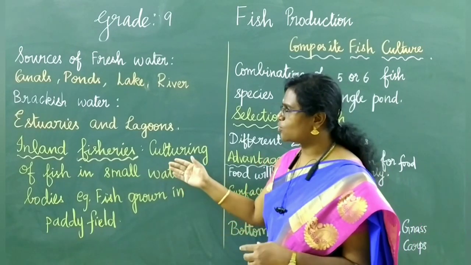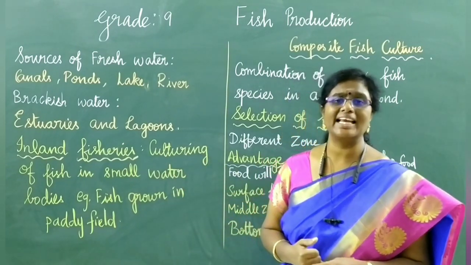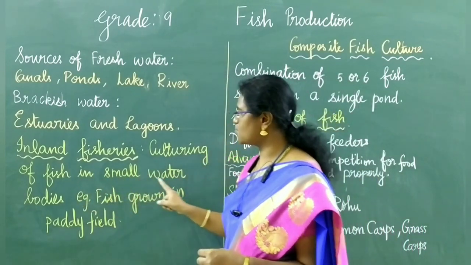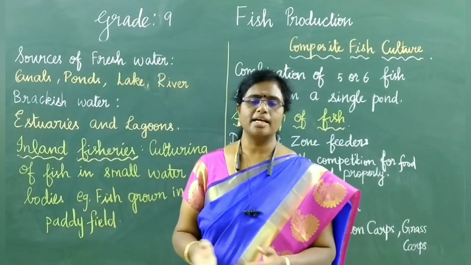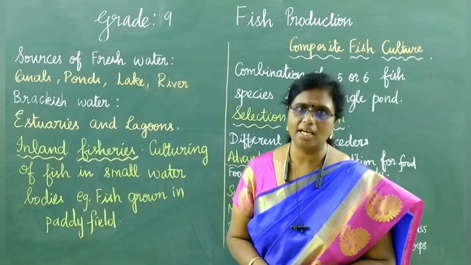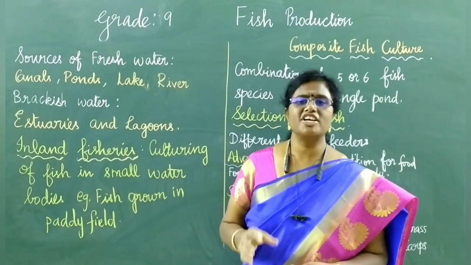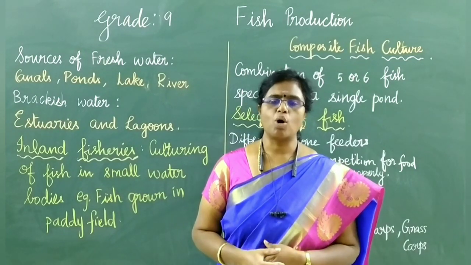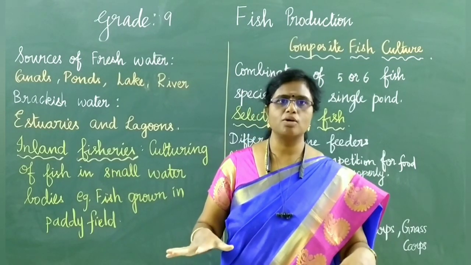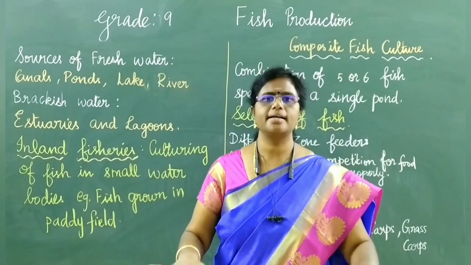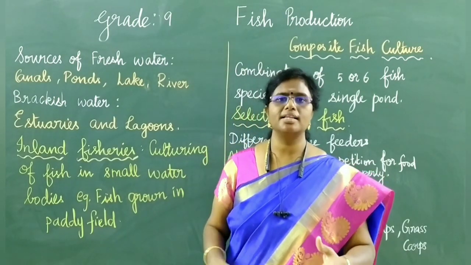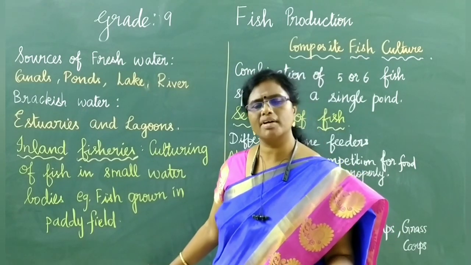Next is, shall we see what are inland fisheries? Inland fisheries are culturing of fish in small water bodies. That is called inland fishery. Example, fish can be grown even in a paddy field. You all know that in paddy field, water will be stagnated. So along with the paddy field water, the fishes are grown along with the crop.